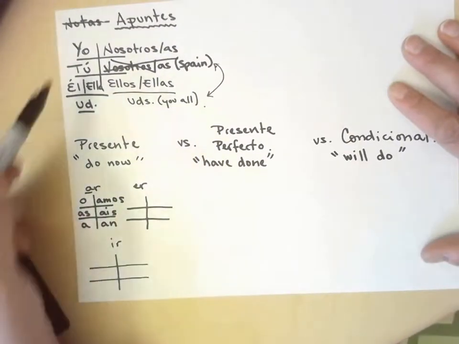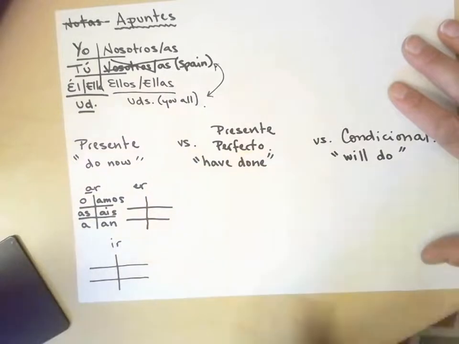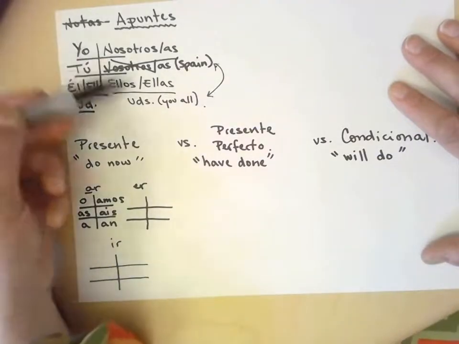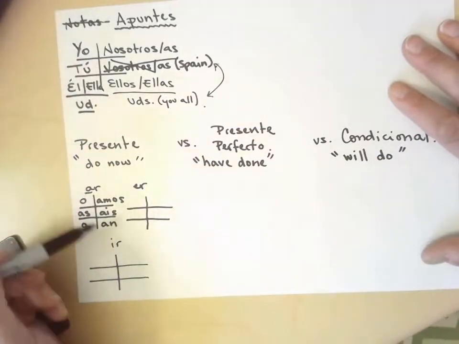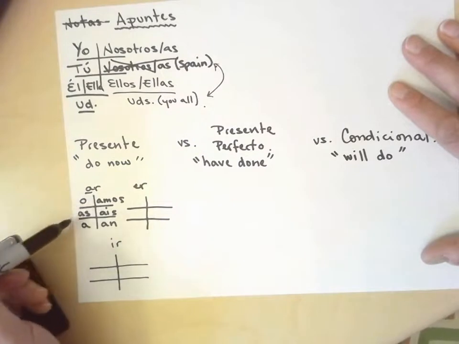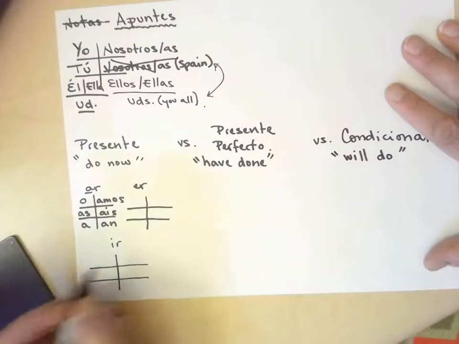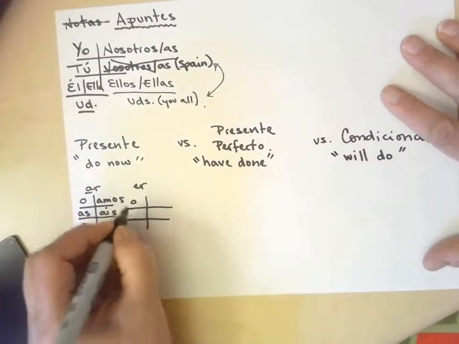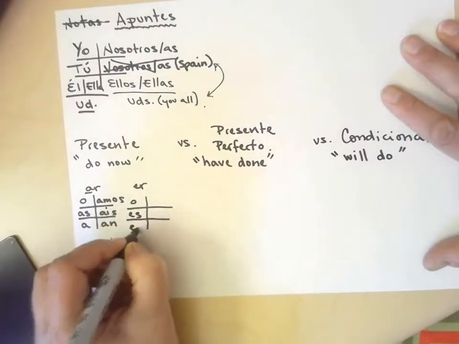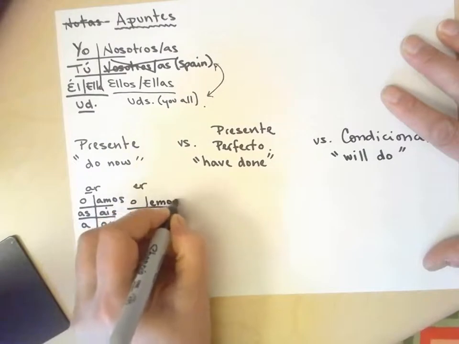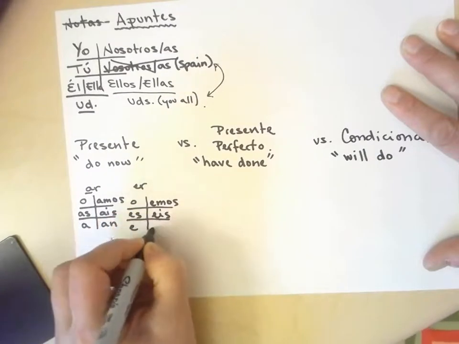Remember, this is yo, tú, etc. Okay? We don't usually repeat the subject pronouns. No need, right? You know that o is yo, as is tú, etc. Okay, understood. ER: o, es, e, emos, éis, en.